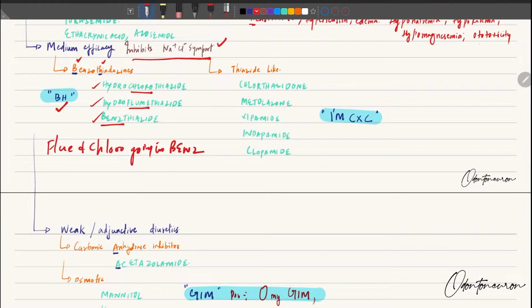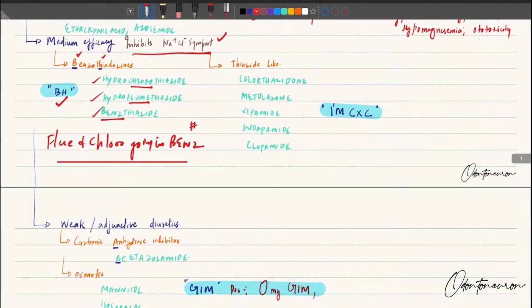So that's what it is, right? Flumi and chloro are going in benz. You can remember it this way also. It comes in the concept of hydrochlorothiazide, hydroflumethiazide, and benzthiazide. Clear? Flumi and chloro going in benz. See, tomorrow's Valentine's Day, so yes, we can keep that concept in mind also. Flumi and chloro is going in benz.